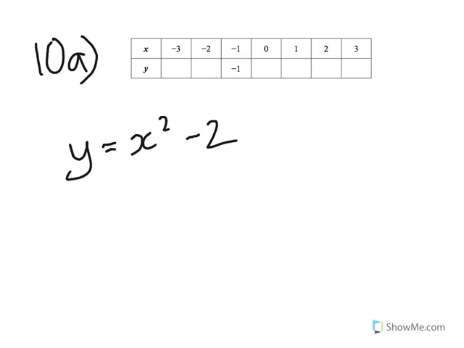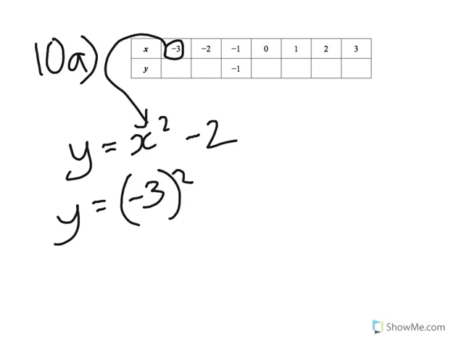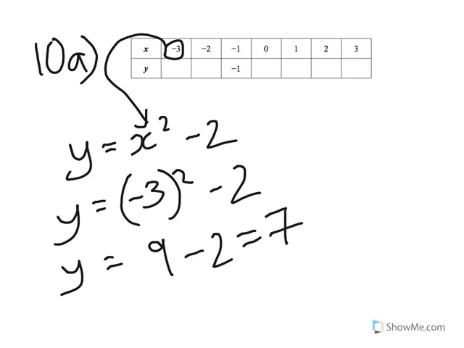Okay, question 10a has given you an equation y is equal to x squared minus 2, and they've asked you to complete the table. So when x is equal to negative 3, they haven't given you the value of y, so they're asking you to fill that in. All you have to do is substitute this value into this equation. So y is equal to negative 3 squared minus 2. Now negative 3 squared is negative 3 times negative 3, and that's 9. And 9 minus 2 is equal to 7. So you just put that in there.